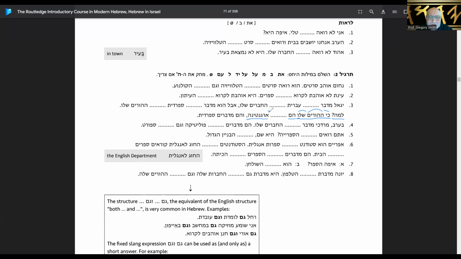Oh, look at this one, Argentina. Okay, I bet you it's from Argentina. So I wonder if it's going to be a lamed here. Le Argentina, from Argentina. Vahem, and they, medaberim, speak Sephardit, which is Spanish. Okay, so now I'm ready to check the answer key and see if I got any of these right at all.